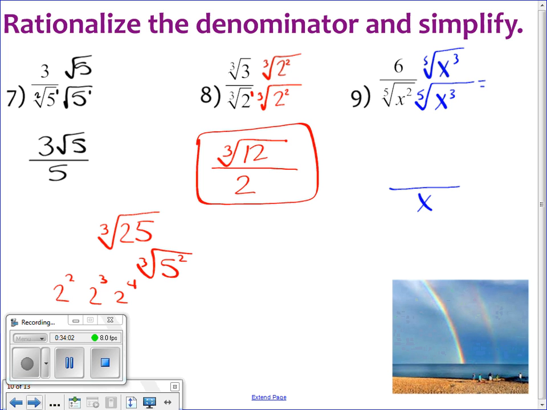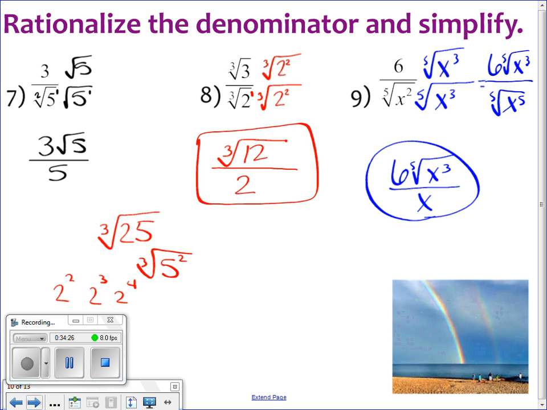We'll multiply them together. So on the top, that's just going to give me 6 times the 5th root of x cubed. On the bottom, that would give me the 5th root of x squared times x cubed, which is x to the 5th. So then you can see you made that so that this just turns into x. And I still have 6 times the 5th root of x cubed on the top. Okay, you're trying to make the bottom turn into something that the radical will just vanish. All right, let's try some more.